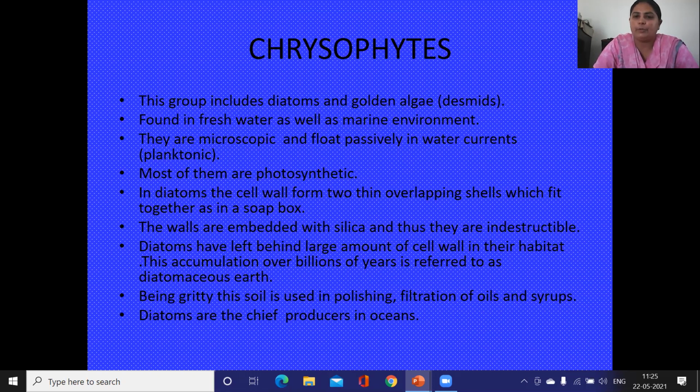and marine organisms, photosynthetic, having overlapping shells, somewhat similar to a soapbox. Deposits of silica are there in their cell wall. And when these organisms leave their habitats, they accumulate the silica deposits in their habitat, and when it remains there for millions of years, it is referred to as diatomaceous earth. This diatomaceous earth is used for a variety of purposes like polishing and filters, and another very important thing is that these diatoms are the chief producers in oceans.